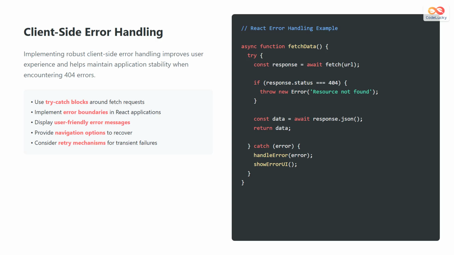Implementing robust client-side error handling improves user experience and helps maintain application stability when encountering 404 errors. Some of the implementation notes include: use try-catch blocks around fetch requests. Implement error boundaries in React applications. Display user-friendly error messages. Provide navigation options to recover. Consider retry mechanisms for transient failures.